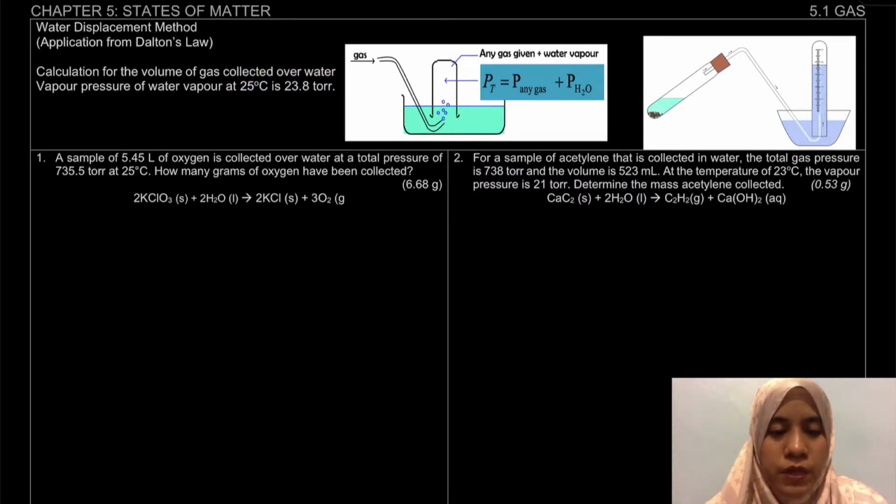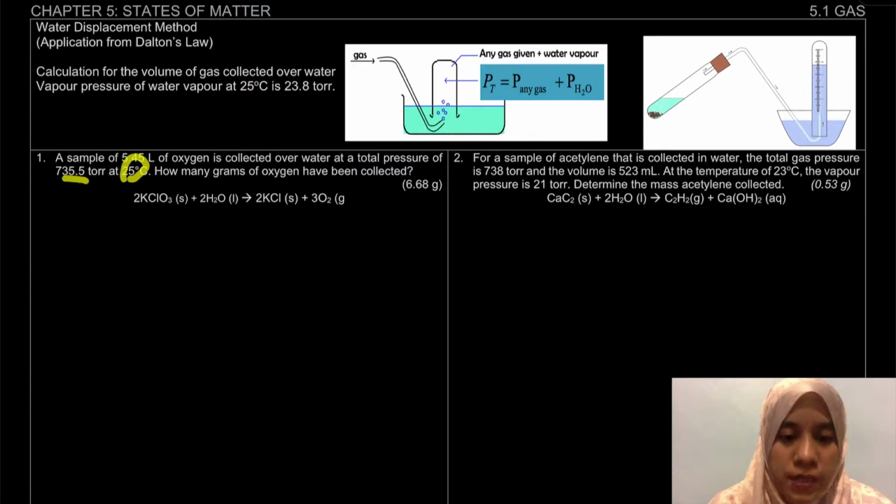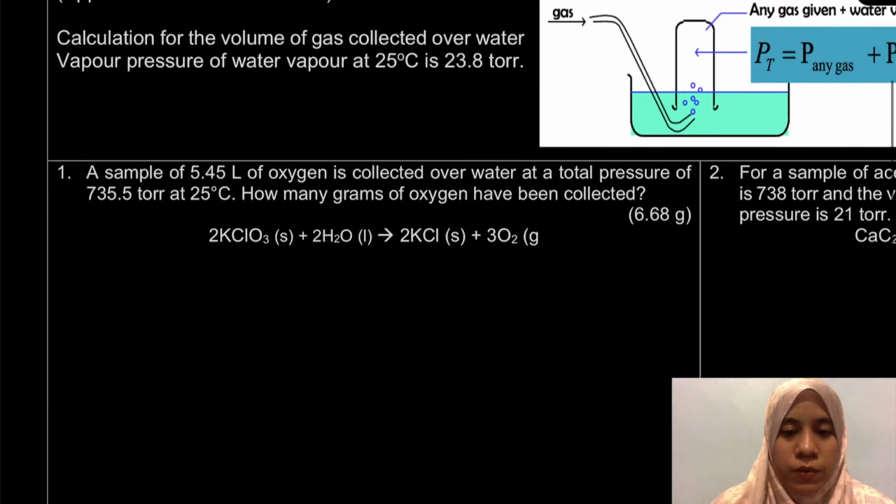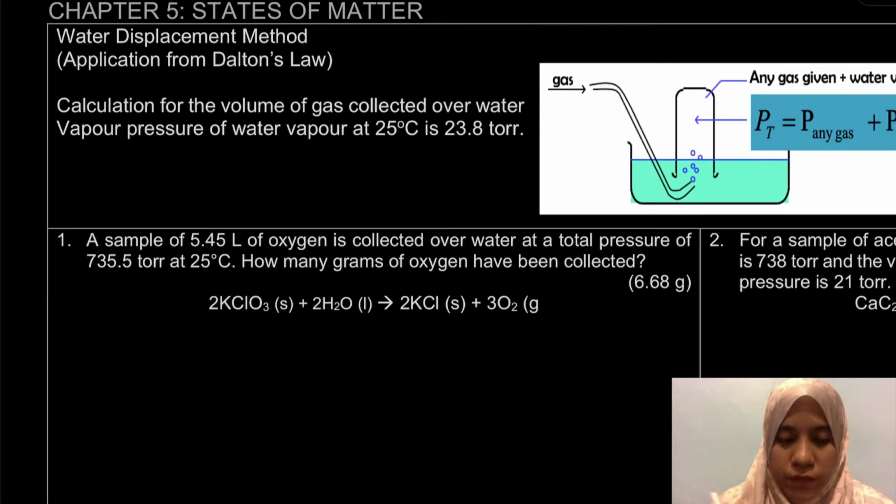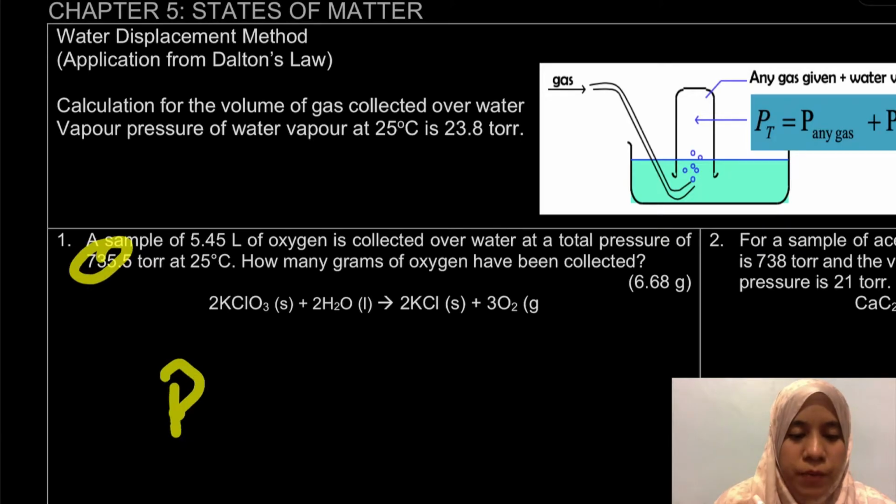Okay, so let's look for question number 1. A sample of 5.5 oxygen is collected over water. So tu water displacement method kita. With a total pressure of 735.5 torr at 25 degrees Celsius, how many grams of oxygen have been collected? Okay, so sekarang ni what I'm going to do now is actually I'm going to extract in the information. So this is the volume. And then kat sini kata total pressure of 735.5 torr. So this is actually specific PT, and this is our temperature.